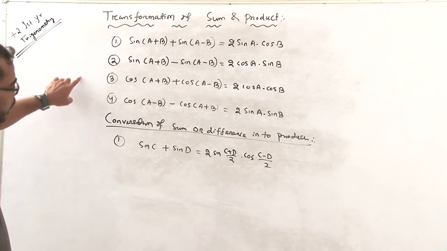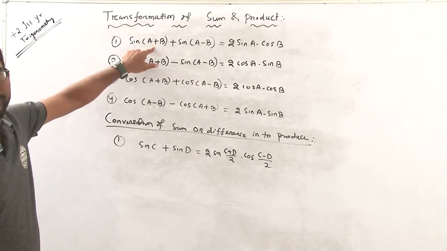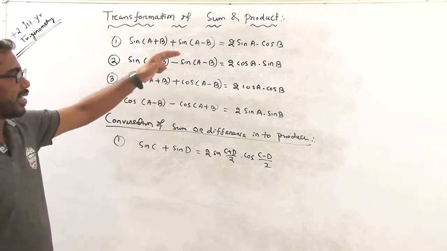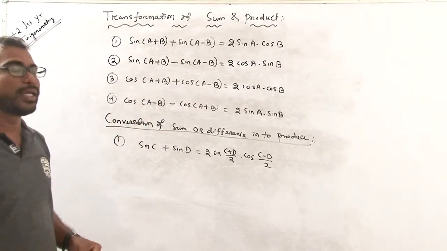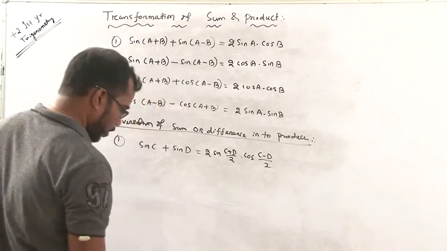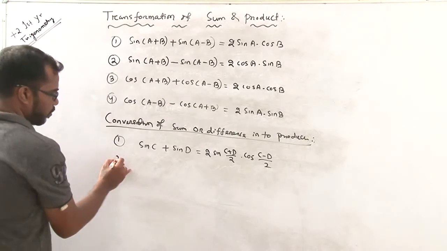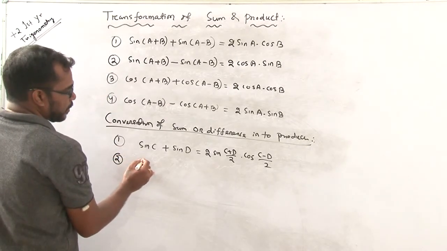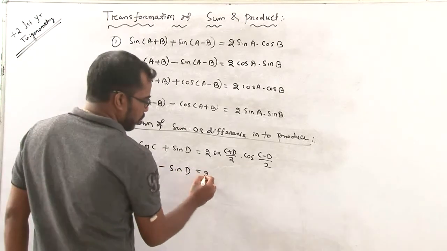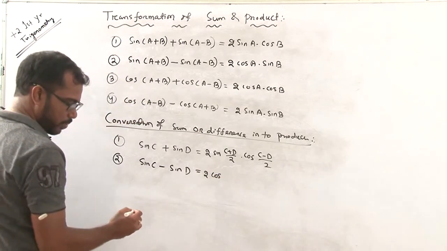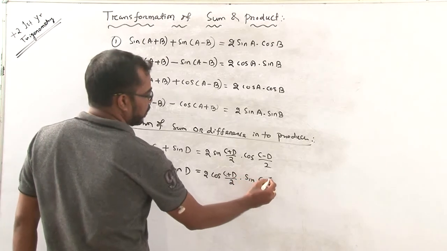So this is the formula that you can write in single terms: in place of A plus B, you can write C, and in place of A minus B, that is D. So you can write sin C plus sin D equals 2 sin (C plus D)/2 into cos (C minus D)/2. And the next one is sin C minus sin D, and that is 2 cos (C plus D)/2 into sin (C minus D)/2.